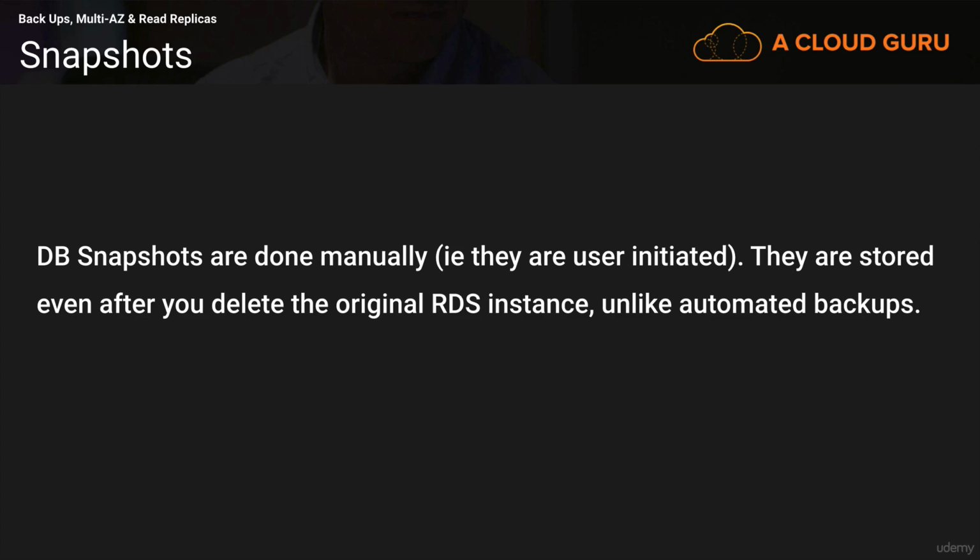So moving on to snapshots. Snapshots are different from automated backups in that snapshots are done manually. So they have to be user initiated and you have to go into the console and do a snapshot. And they're stored even after you delete the original RDS instance. The automated backups will be automatically deleted if you go on and delete that RDS instance, but it will prompt you to do a final database backup, which it can store as well.